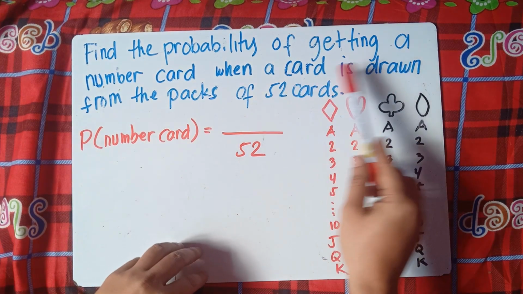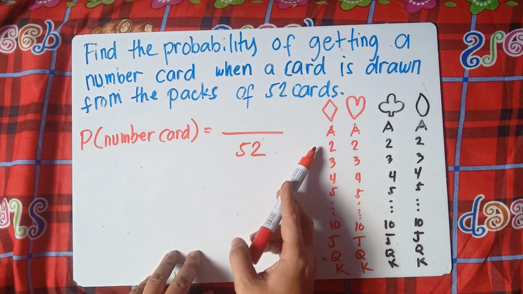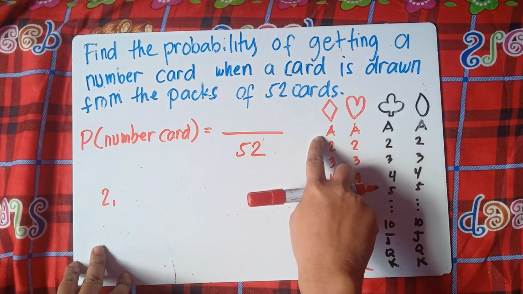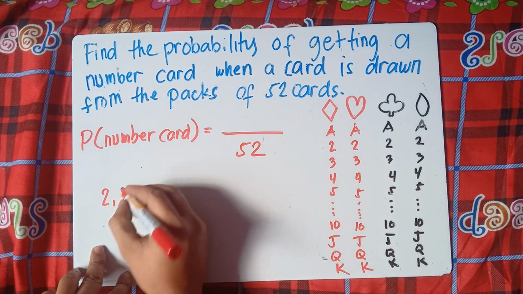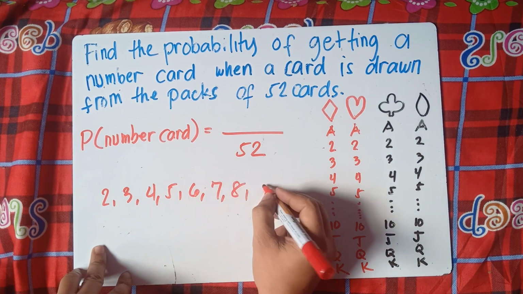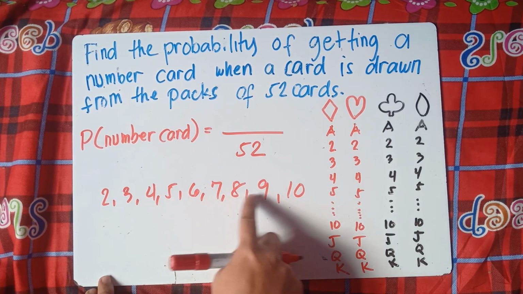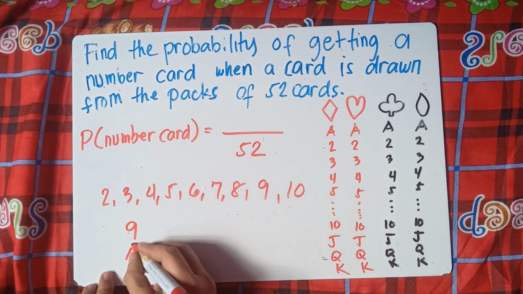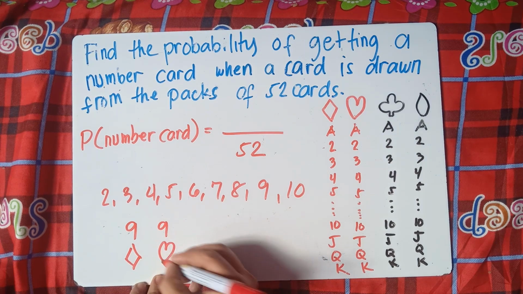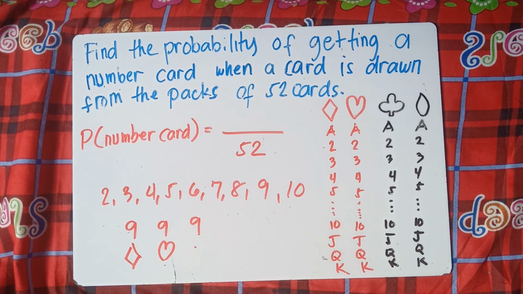Now find the probability of getting a number card. So in the number cards, class, we have in the diamonds, 2 to 10. So we have 2, do not include ace, class, because ace is not a number card. So we have 2, 3, 4, 5, 6, 7, 8, 9, and 10. So we have 1, 2, 3, 4, 5, 6, 7, 8, 9. So we have 9 for diamonds. And also we have 9 for hearts. We have 9 for clubs.